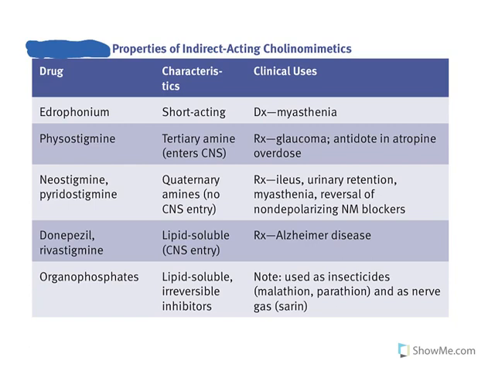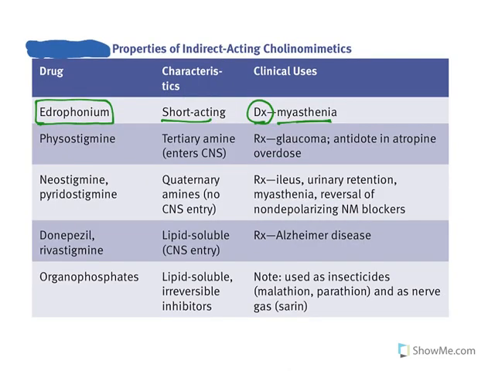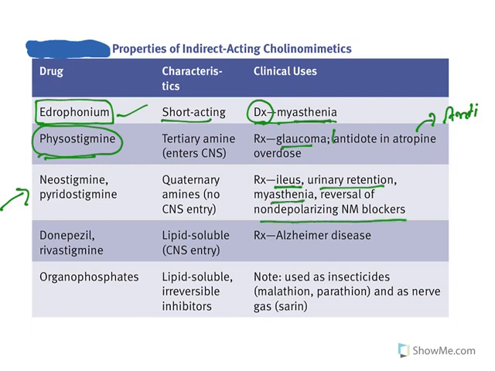Whereas among indirect acting cholinomimetics, edrophonium is a short acting one, which is used to diagnose myasthenia gravis. Understand these two things. You have two agents which are used for diagnosis. Bronchial hyperreactivity is diagnosed by methacholine, whereas myasthenia gravis is diagnosed by edrophonium. Physostigmine is used to treat glaucoma and it is an antidote for atropine overdose. What is atropine? It is an anticholinergic. So how do you treat it? By giving a cholinergic agonist like physostigmine. Now neostigmine and pyridostigmine are also used to treat gastric atony, urinary retention, myasthenia gravis, and reversal of non-depolarizing neuromuscular blockers.